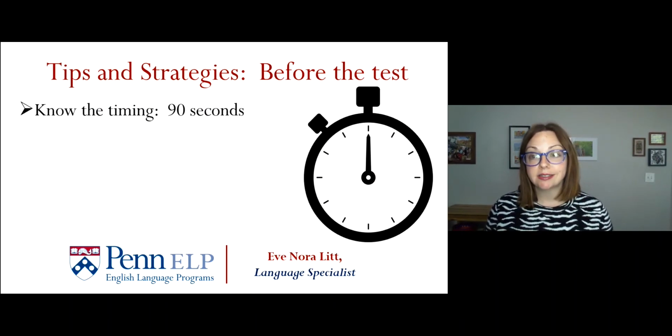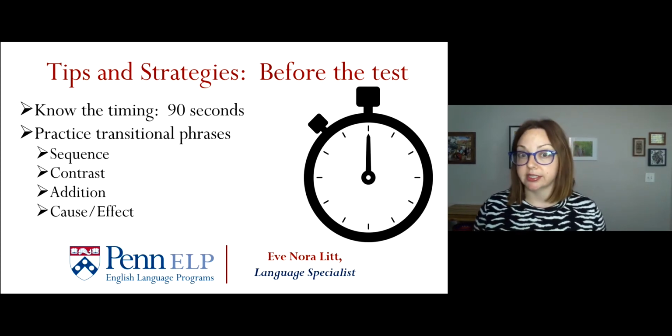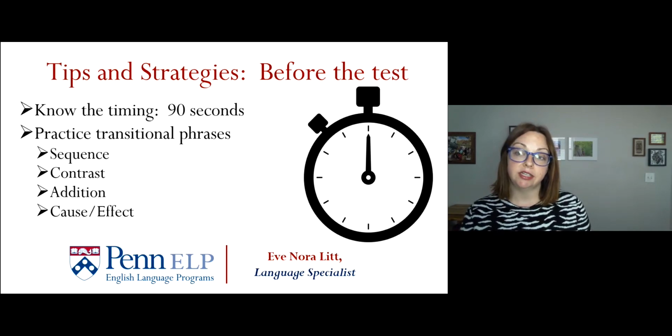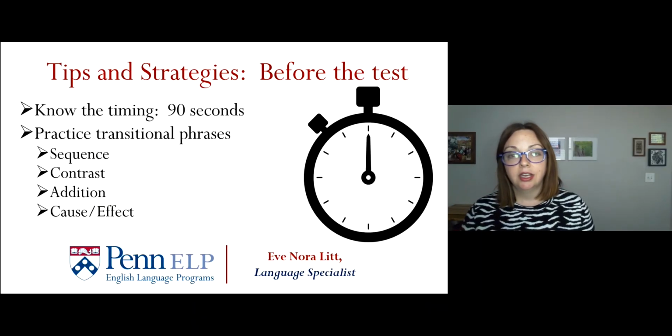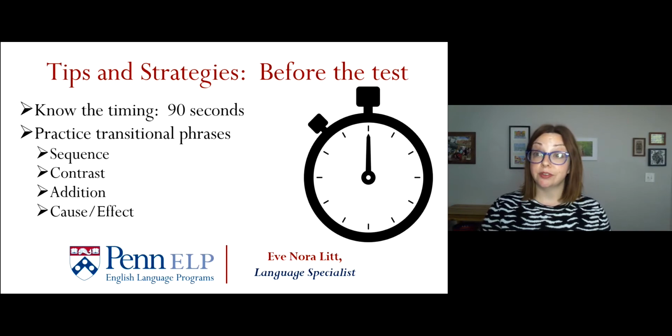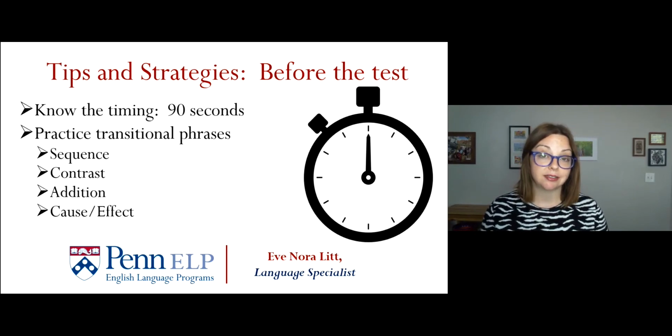Another way to practice this type of task is to get comfortable using a variety of transitional phrases. So connecting your ideas, whether you're writing or speaking, is a big part of cohesion. Let's talk about the following types of transitions. Sequence. If you're showing the steps in a process or the number of reasons, you could use simple transitions like first, next, finally. When you're showing contrast, that means you're showing the differences between two things. So you might use transitions like however, on the other hand, or nevertheless.